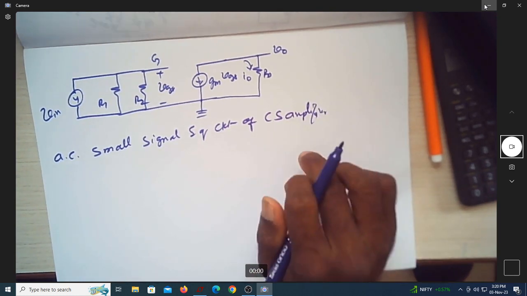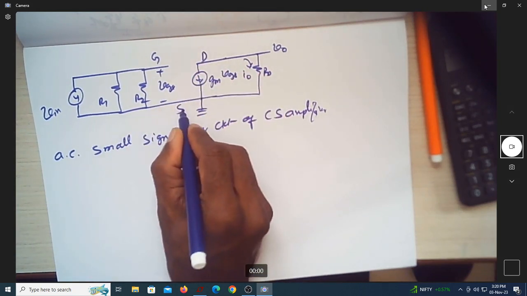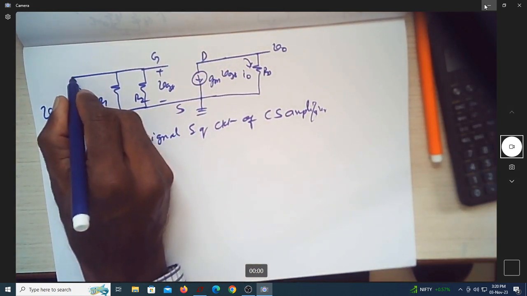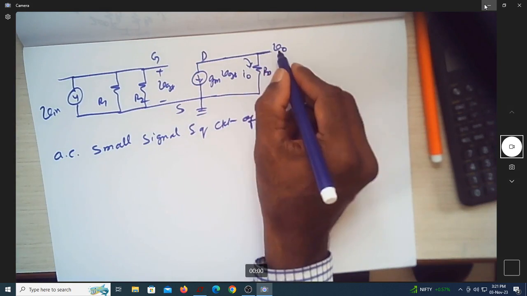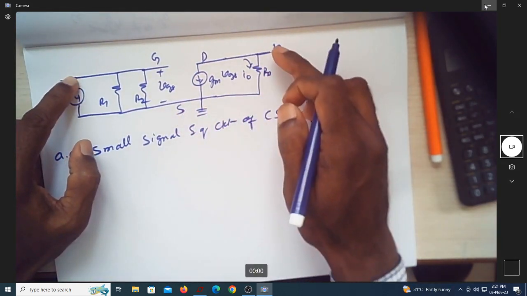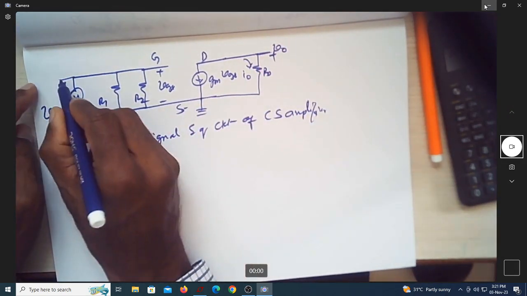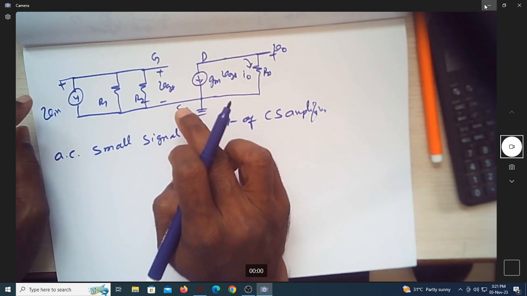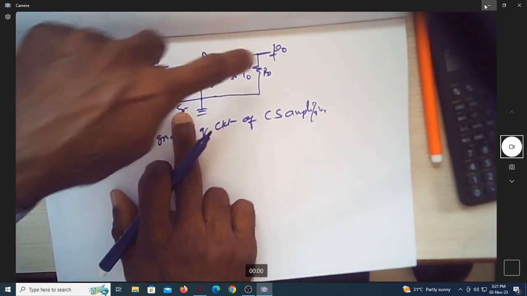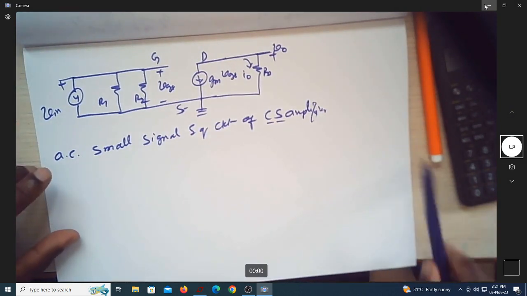Again, how are you defining this as CS amplifier? Can you see this is source common for both input as well as output. So you are measuring the input with respect to source, you are measuring the output with respect to source. So this is plus minus, again plus minus. When I say minus, it is with respect to source, you are measuring input as well as output. So that's why the name common source amplifier.